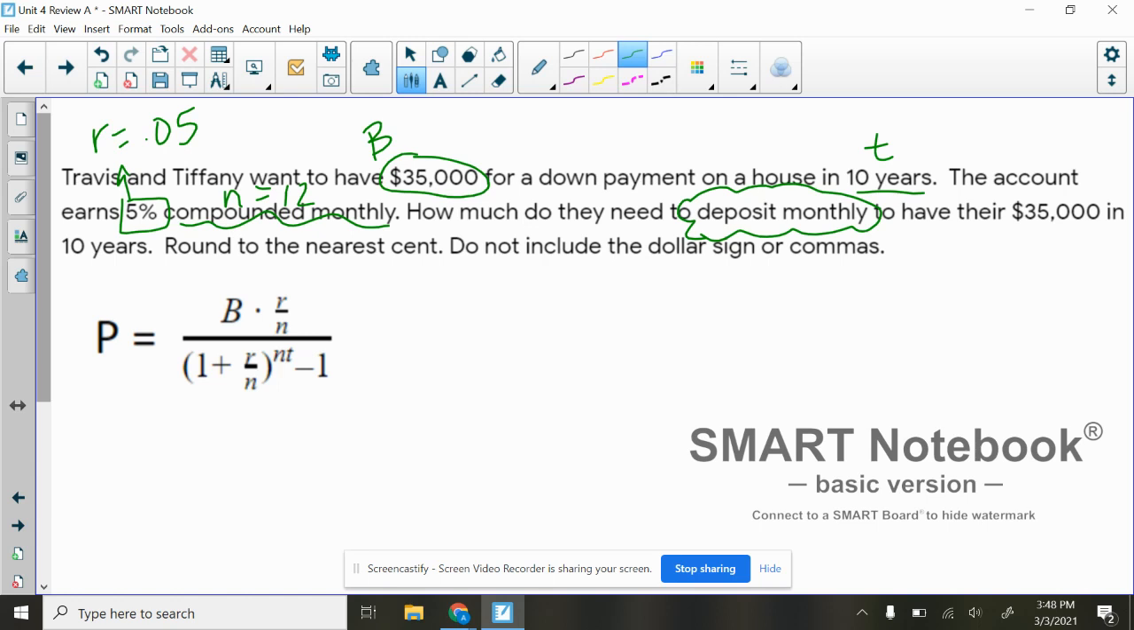As you can see down here, the formula looks a little bit different, and that's because this is for a periodic deposit, not just a one-time principal. Before, I just threw some money in an account and let it sit for 10 years. Now I'm going to regularly make deposits to this account and let that money grow up to be $35,000. So we're going to plug in like it looks.